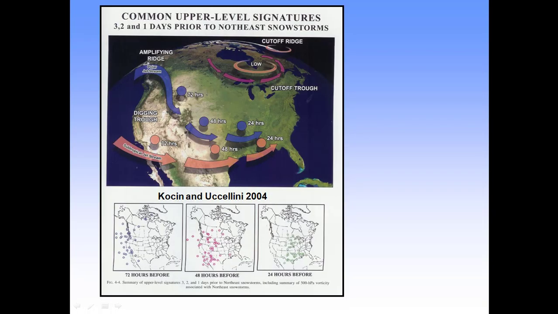So now I want to talk a little bit more about these upper level patterns because looking at the upper levels, as I've mentioned before, is really going to help you in your forecasting journey. It's something that I want you to understand and know how to identify, especially when it comes to your final forecasting project. And so here are the common upper level signatures 72, 48, and even 24 hours out before a nor'easter impacts the Northeast.